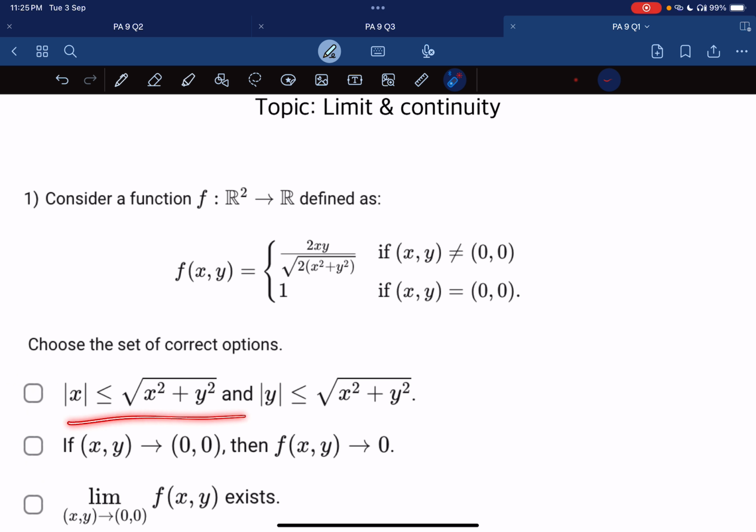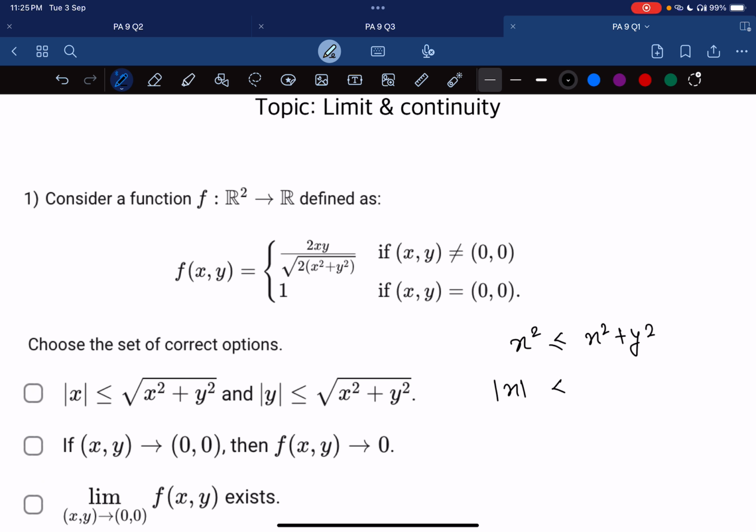Option 1 asks us to check for the inequality. So we know that for any real numbers x and y, this inequality holds. Now if we take the square root on both sides, we will get the absolute value of x is less than or equal to the square root of x square plus y square. We can do the same with y, and then we will get the absolute value of y is less than or equal to the square root of x square plus y square. So this is the correct option.